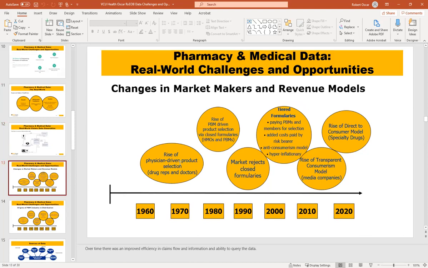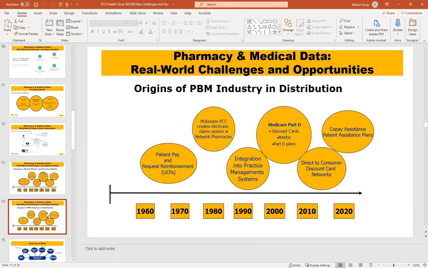It was somewhat inflationary, and the folks that really got hurt were employers and insurers that passed those costs back onto those employers. However, those folks were managing that. Later on, there was a rise into more transparent consumerism, with high deductible plans and consumer directed plans, and also a lot more ads directed at individuals to try to get them to buy the products. And now, after 2020, we're starting to see a rise in specialty drugs and direct to consumer models around those specialty drugs.